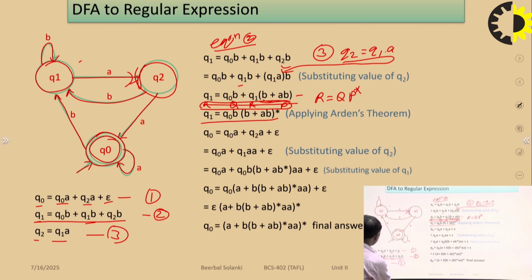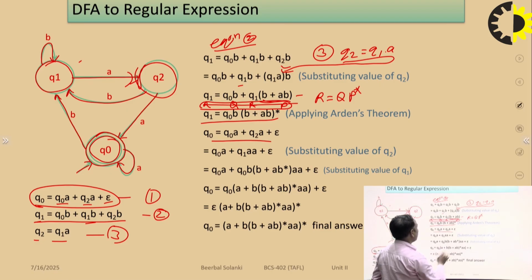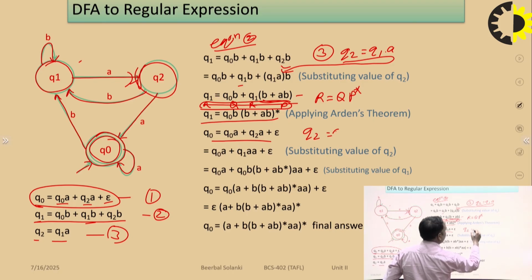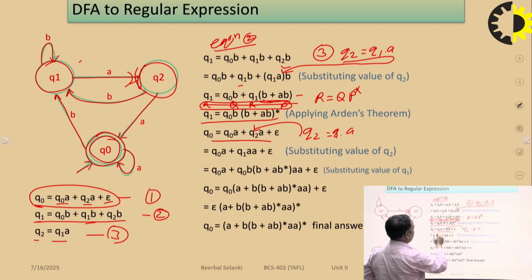Now we take equation number 1, Q naught equal to Q naught A plus Q2 A plus epsilon. Now put the value of Q2 into the equation. Q2 value is Q1 dot A, so Q naught equals Q naught A plus Q1 A plus epsilon.